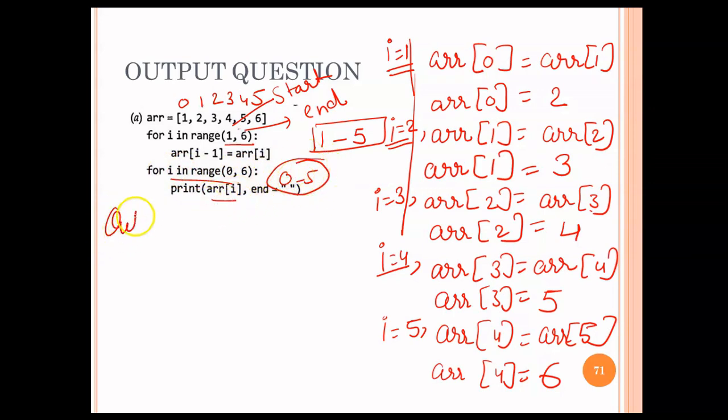So the final output is, first we are displaying the value of arr[0]. arr[0] is 2, so it will display 2 here, with a space. Then arr[1] is 3, then arr[2] is 4, then arr[3] is 5, and then arr[4] is 6. And then for arr[5] there is no replacement, so it will go with the original value only. At position 5 the element is 6. So this is the final output of the code.